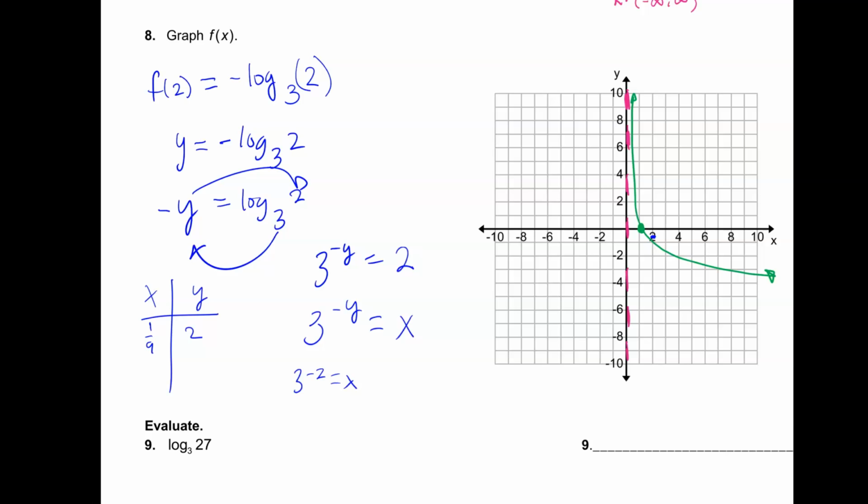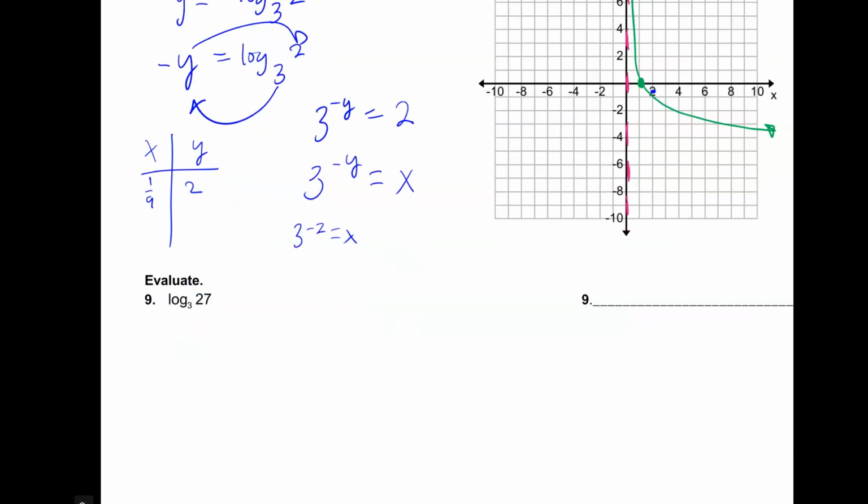Cool. Okay, cool. Let's leave that. So you could plug in points like we just did, but I don't want it to be too intensive. Once you understand if it's growth, decay, flipping, etc. Yeah?